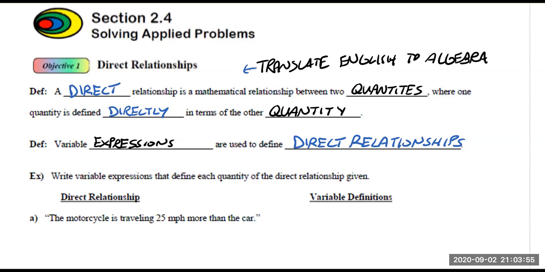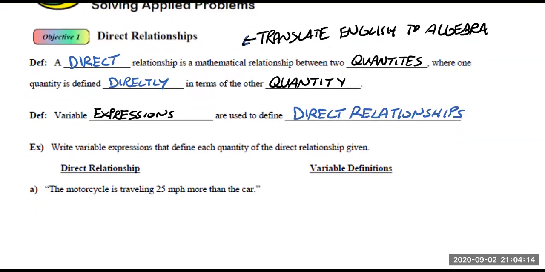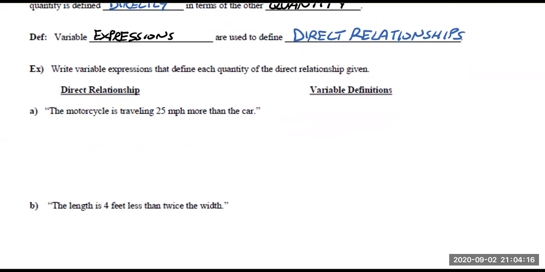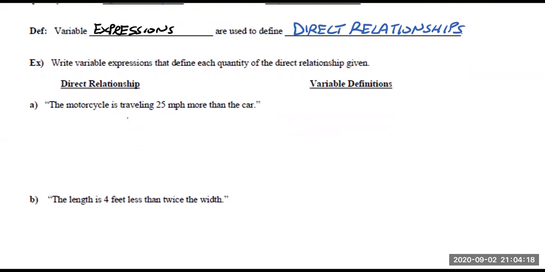One of the first types of relationships is when a relationship is given directly. So variable expressions are used to define direct relationships. Let's go through a couple examples. It says, write variable expressions that define each quantity of the direct relationship given. First, the motorcycle is traveling 25 miles per hour more than the car. So I understand what that is, but the first thing that we need to identify are the quantities involved.